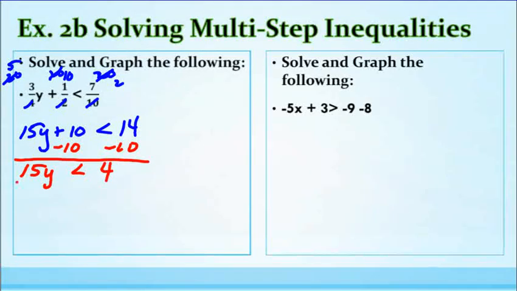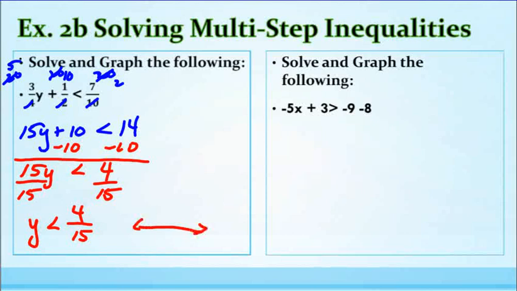Then to get y by itself, divide by 15. I end up with y is less than 4/15. And then graphing it, this would be 4/15. Open circle on 4/15. Less than means go to the left. So for that one, if you prefer keeping it as fractions, you just have to make sure that you have common denominators when you add and subtract.